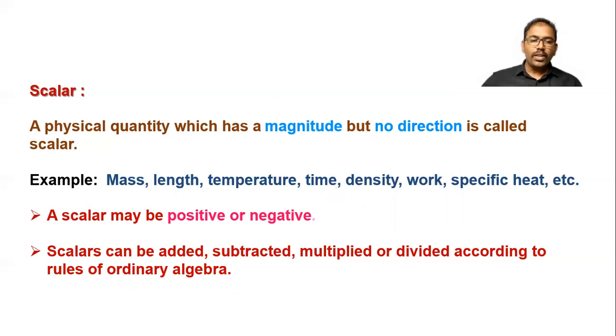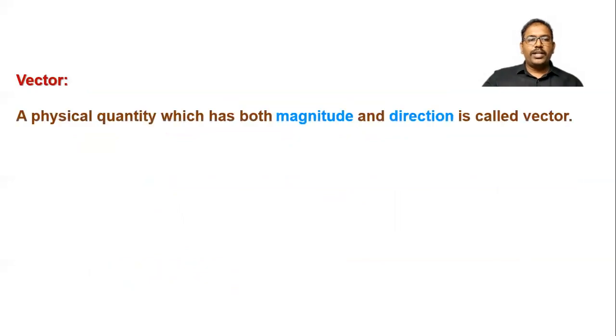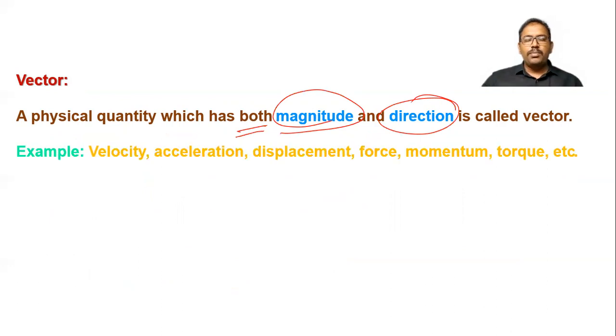Now after scalar, what is vector? A vector is a physical quantity which has both a magnitude as well as a direction. Examples of vectors are velocity, acceleration, displacement, force, momentum, torque, etc. In the scalar quantities we wrote distance, here displacement. What is the difference between distance and displacement?